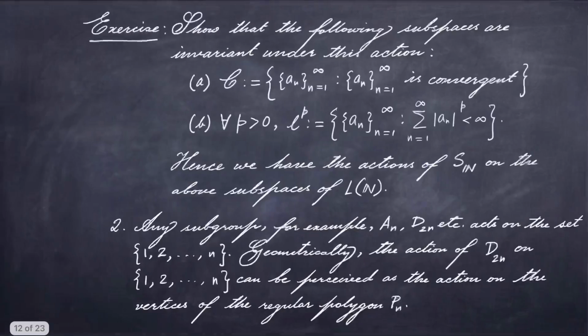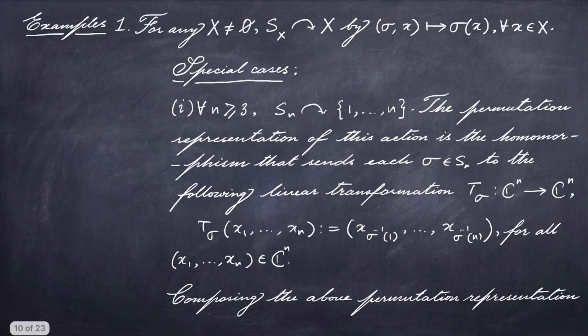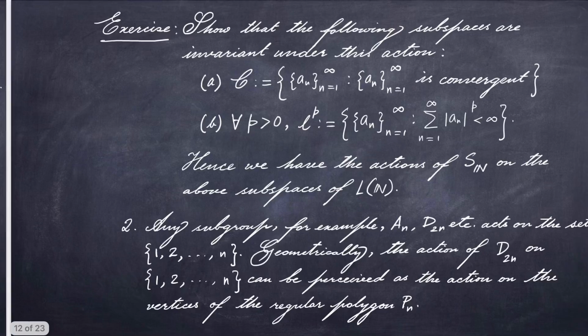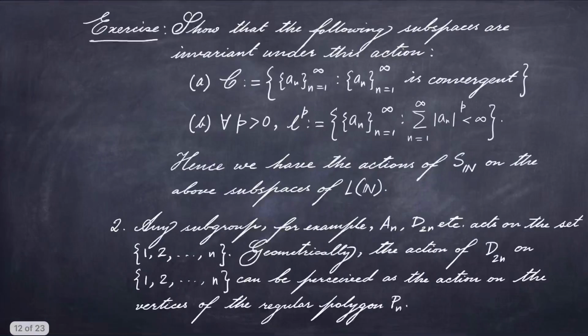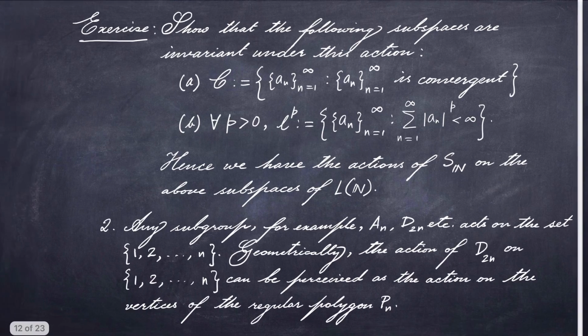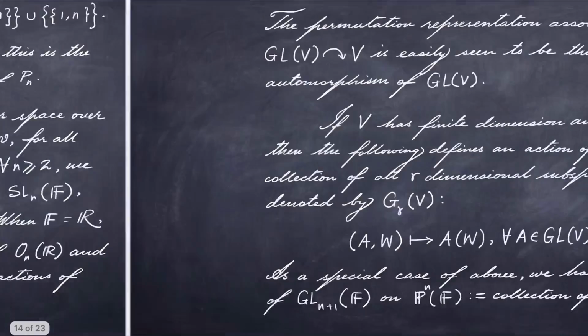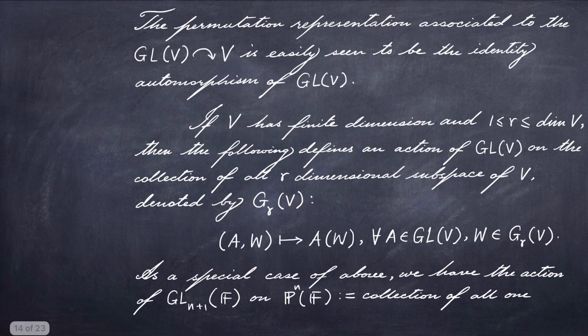Okay, so what we have seen is, we have first seen the action of the symmetric group of a given set on that set itself. If we divide things into broad categories, the next category of example that we have seen is the action of the general linear group of a vector space on that vector space itself.